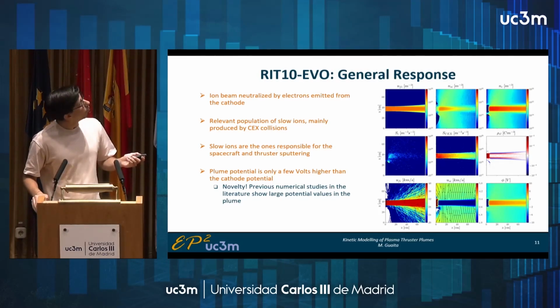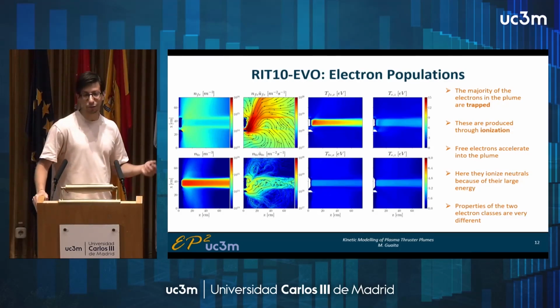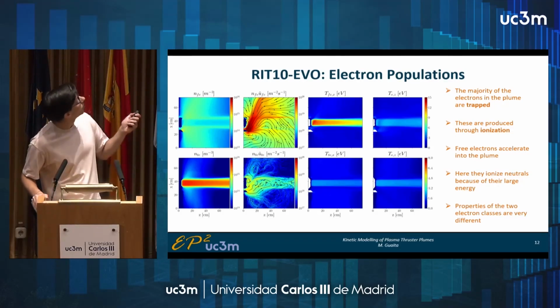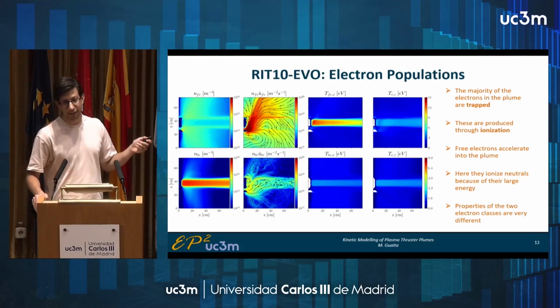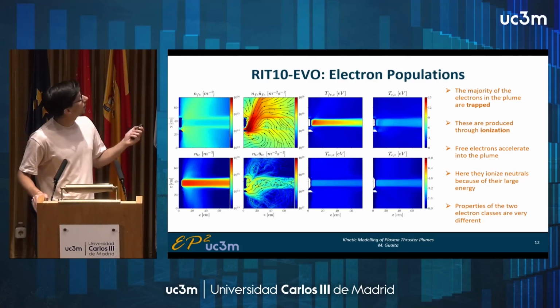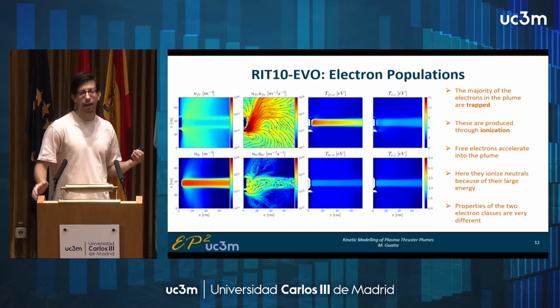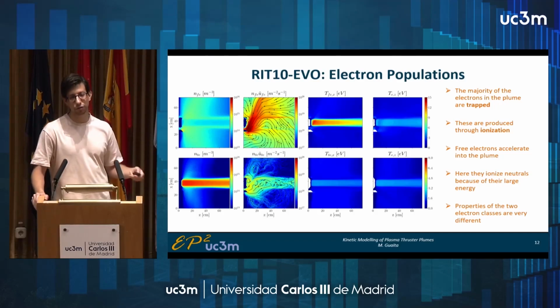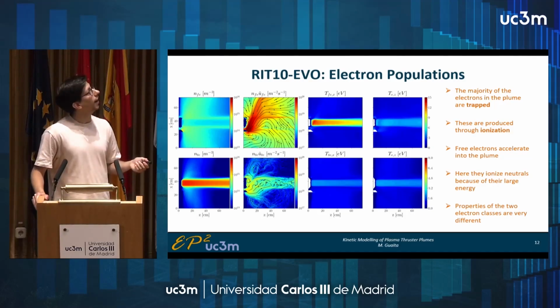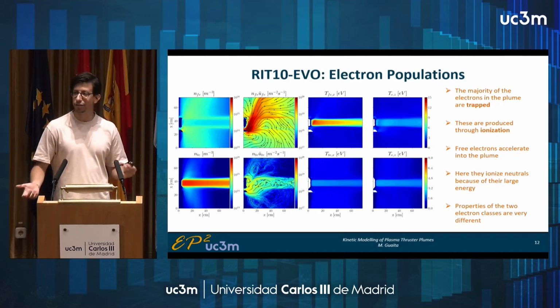And why is this? Well, the response is in that separation that I was mentioning about trapped and free electrons. So here on top you have the free ones. Here on the bottom you have the trapped ones and their properties. And if we just look at the densities, you can see that the trapped ones are much more numerous than the free ones. These are the ones that end up neutralizing the plume and lowering the potential. Because in our simulations we introduce inelastic collisions, this is the mechanism that produces these trapped electrons, which then go and lower the potential.